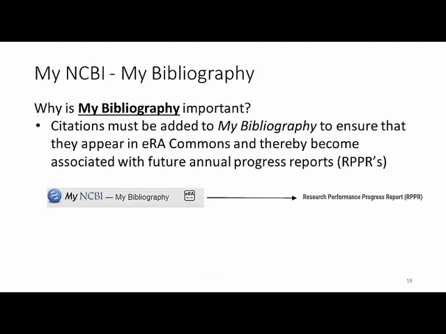All right, so why it's important, well, we already covered this. If it's not in MyBibliography, if it's not in that other citation space, and we'll take a look at that in a little bit so that you can see what that really means, it's not going to be in the progress report.